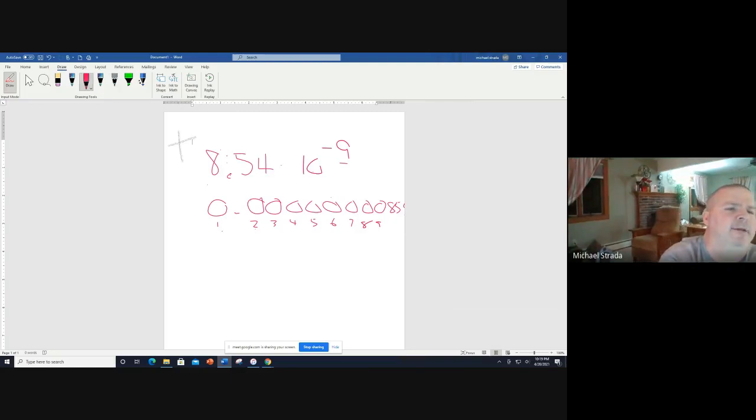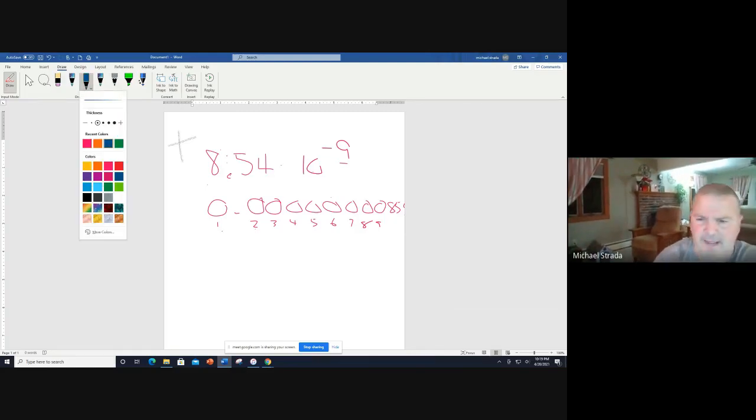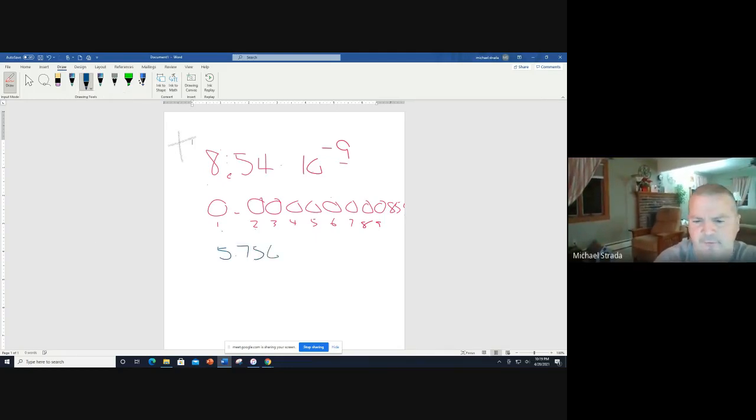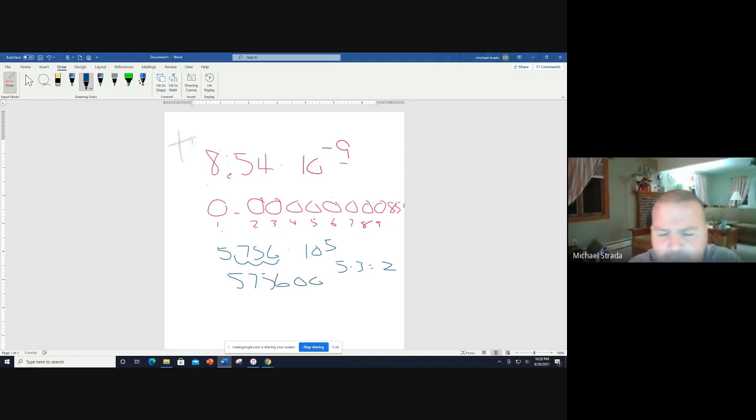Working the other way, we can't say the same. So if I have 5.756 times 10 to the fifth, I'm not going to have 5 zeros because I have 3 digits already. If I move it 3, I'm at the end. And then I just subtract. So I do 5 minus 3, which equals 2. That tells me I have 2 zeros. So I end up with 5756 followed by 2 zeros, 575,600. So with negative exponents, the number of zeros works. However, with positive, it doesn't necessarily work.